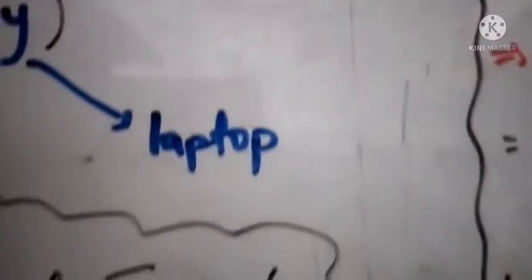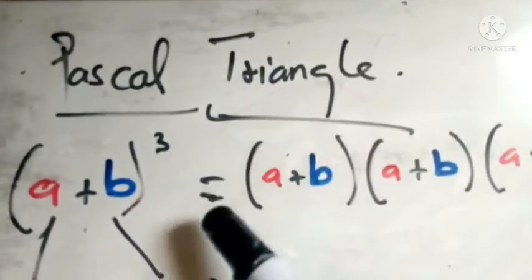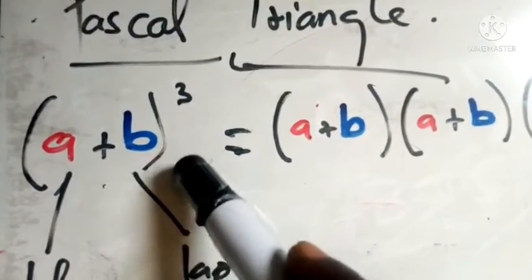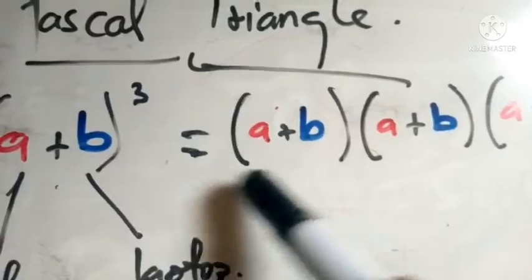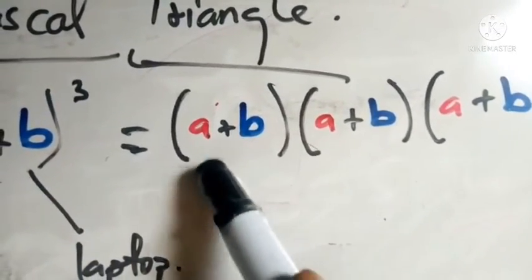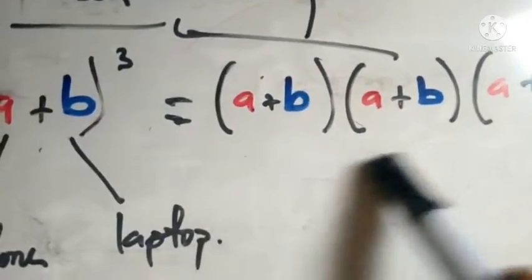So one method is the Pascal triangle, and we will do that in the next one. The importance of the Pascal triangle is to help us expand something of this nature. The traditional way of doing this is to expand this bracket 3 times: a plus b multiplied by a plus b multiplied by a plus b. So that's the traditional way.